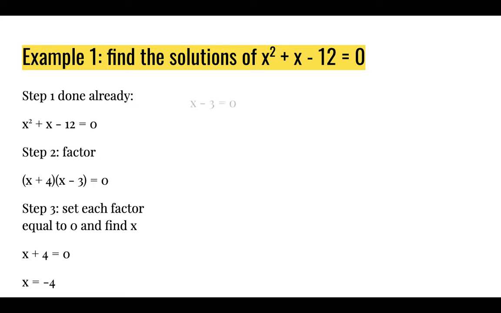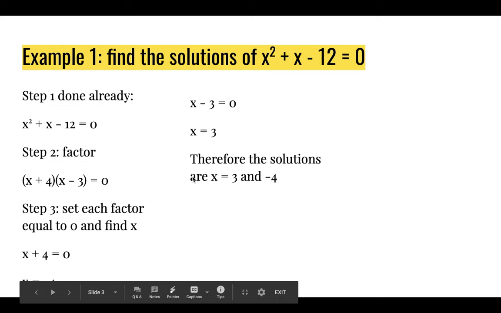So let's do the second one. x minus 3 equals 0. If you take this 3 to the other side, or you could think about, what does x have to be to make this equation 0. So I'm going to take that 3 to the other side. x has to equal 3 for this to be true. So therefore, my solutions to this equation are x equals 3 and negative 4.